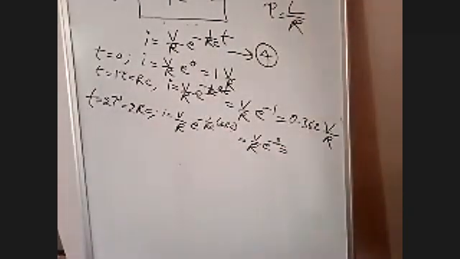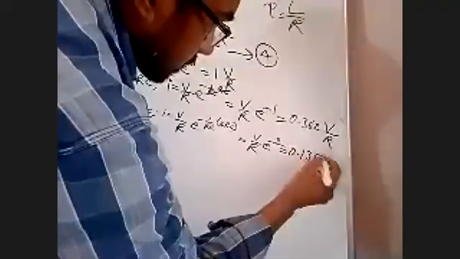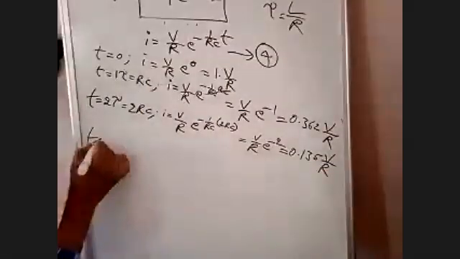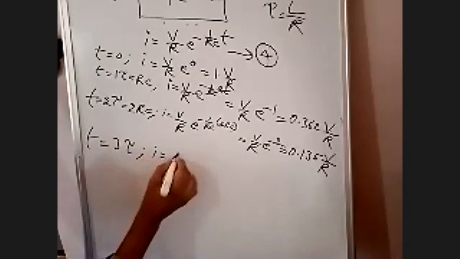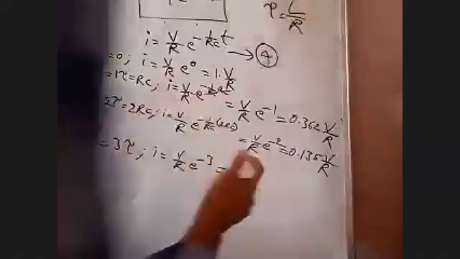What is e power minus 2? 0.135. E power minus 3? 0.049.